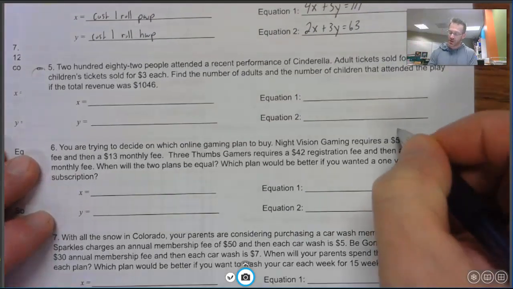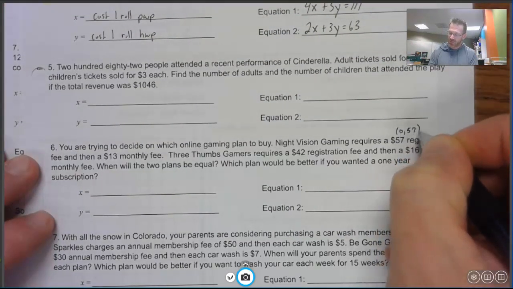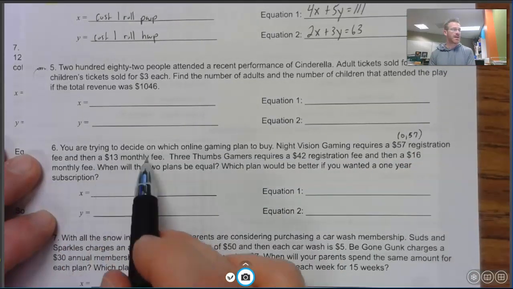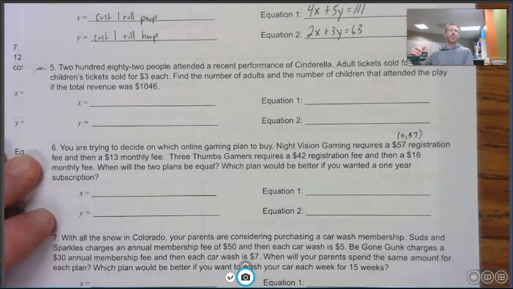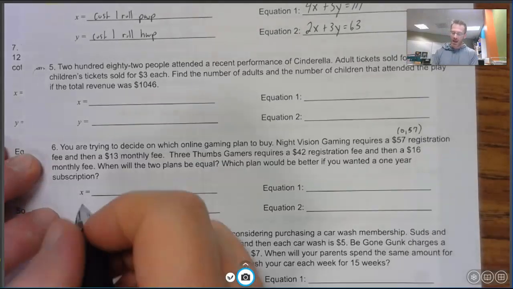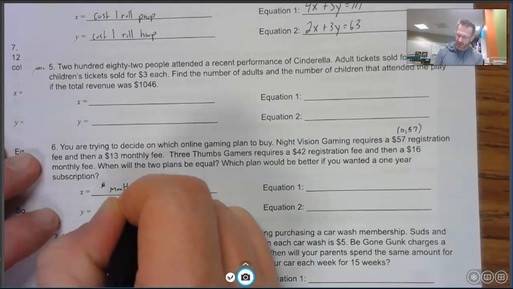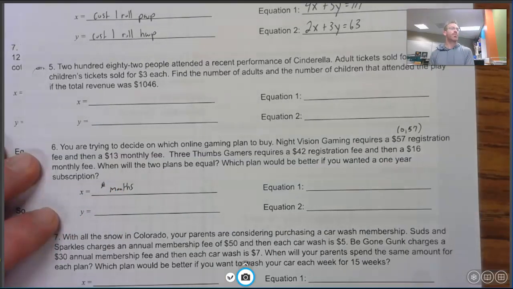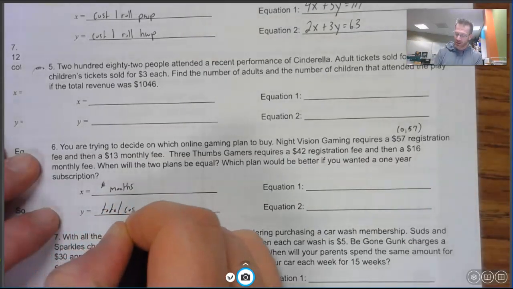And so that means that the starting point for this would be $57. And it has a monthly fee of $13. So that's $13 per month. And typically what you see per month, per whatever, when you're dealing with time, that's going to be your X variable. So notice that in this case, $13 per month, we need to know how many months we're going to pay. So X is going to represent the number of months. Then Y is going to represent the total cost. So after 1 month, how much did I pay? After 2 months, how much did I pay? After 3 months, how much did I pay? So Y represents the total cost.